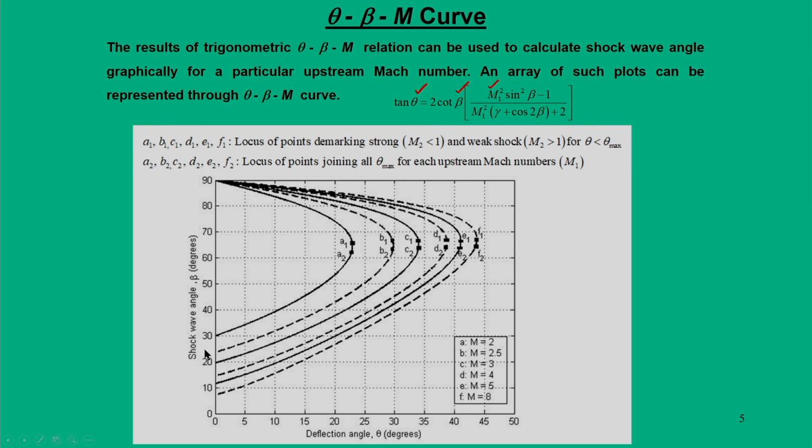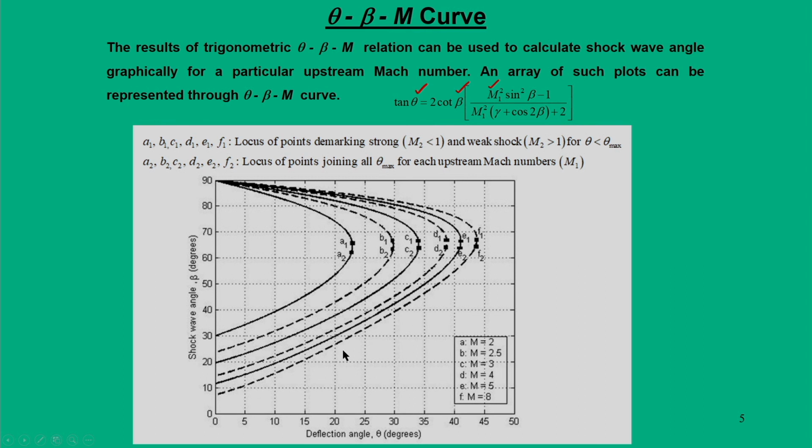If you see this particular figure, the y axis represents the shock wave angle, that is beta, in degrees, and the x axis represents the flow deflection angle theta, which is in degrees. And in this there are different graphs plotted. These graphs A, B, C, D, E, F represent Mach 2, Mach 2.5, 3, 4, 5 and 8. So, that means you can also generate an array of curves.